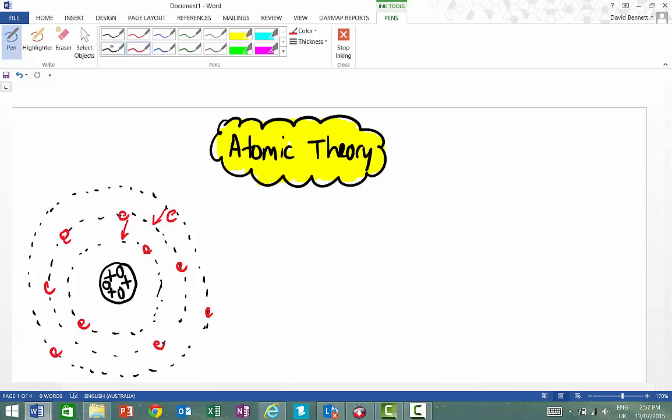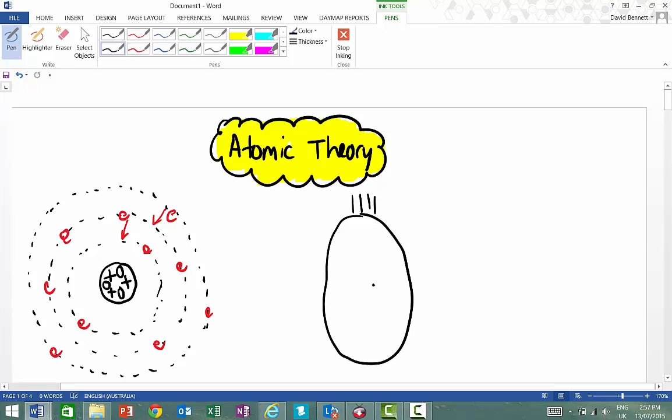Now, to give you a perspective of the size of the atom, if we were thinking about a football oval, like our town oval, so we'll get our football oval there. If we have a pea in the middle of the oval, that's the size of the nucleus, and the first electron shell is basically running around the boundary line. So that gives you a representation of the size of the nucleus in comparison to the size of the atom itself.